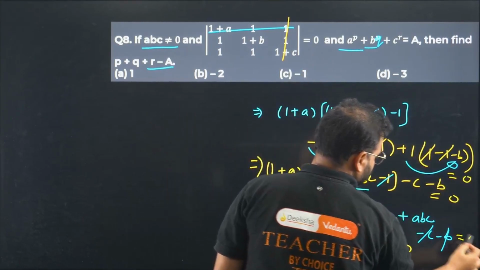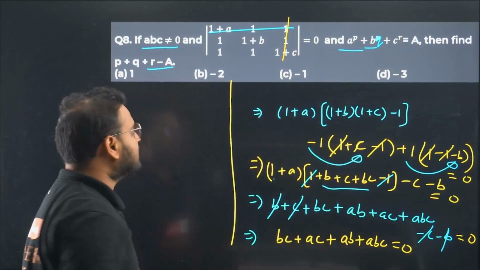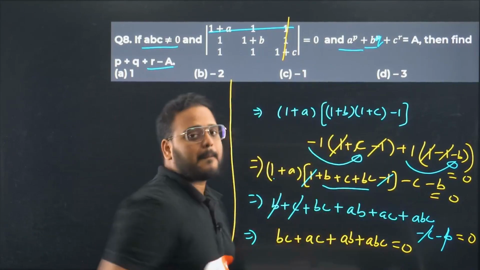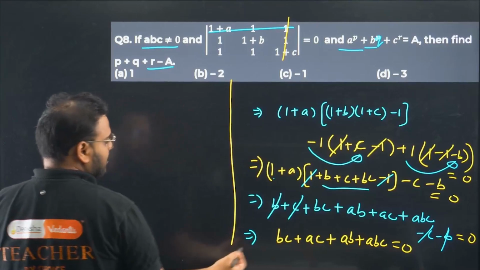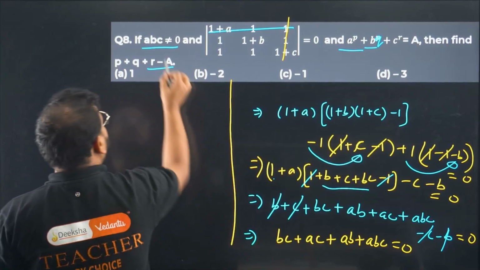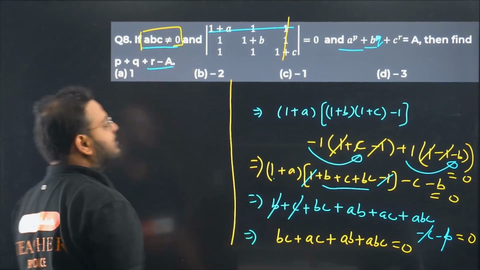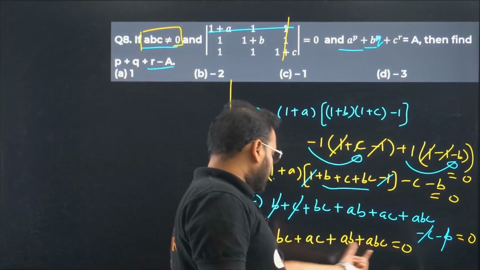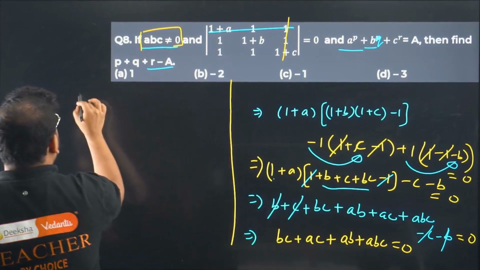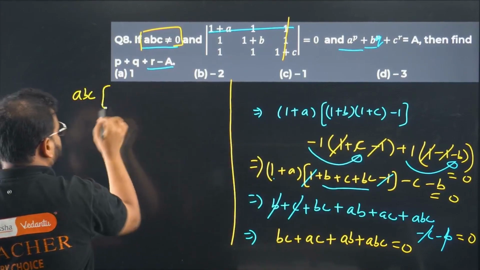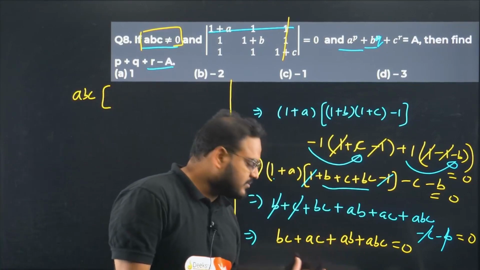This also is equal to 0. The given determinant is 0. Okay. So now I'm going to do what? I can see ABC is non-zero, which means I can make a factor over here with ABC. Let's take ABC common from all the 4 terms.